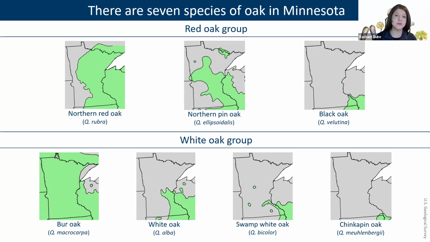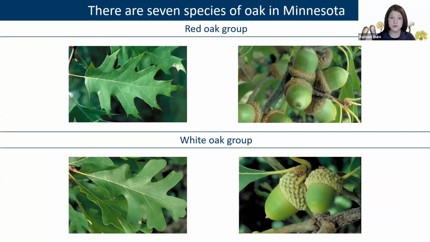And we do break these down into 2 different groups, and this will actually come up later when I talk about oak wilt. We have our red oak group as well as our white oak group. The easiest way to tell them apart is to look at the leaves. You see here on the top in the red oak group, they have these pointed leaf lobes. And then the bottom picture here in the white oak group, they have rounded leaf lobes.